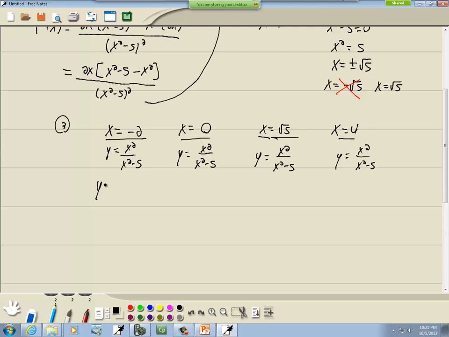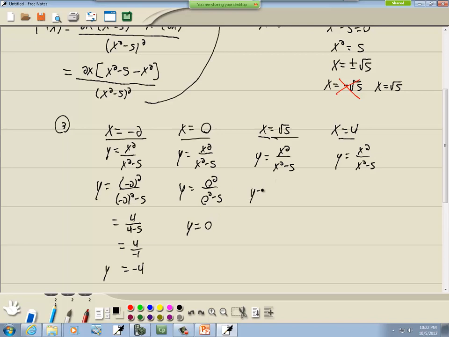Okay. So here I got negative 2 squared over negative 2 squared minus 5. That gives us 4 over 4 minus 5. Negative 2 squared is 4, which gives me 4 over negative 1, which gives me negative 4. If I put 0 in, I got 0 squared over 0 squared minus 5, which would give me 0. Because 0 squared is 0, and 0 divided by anything is 0.